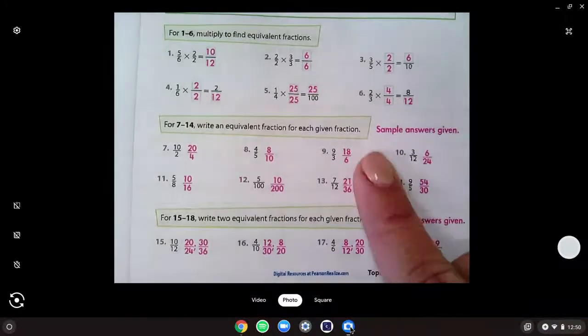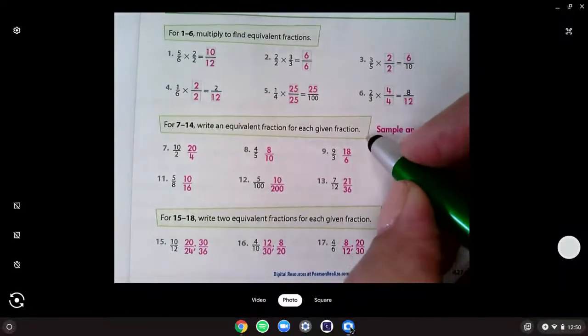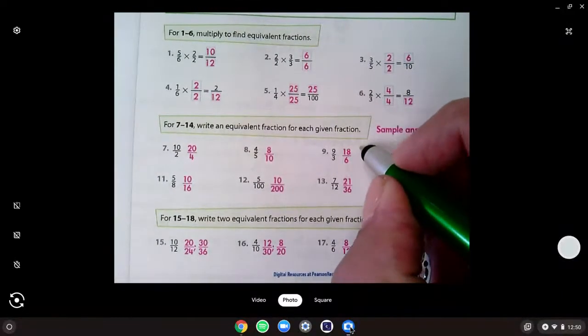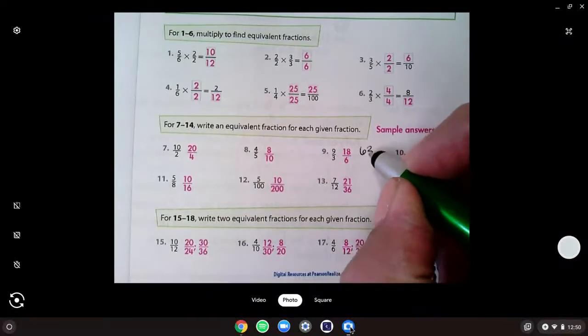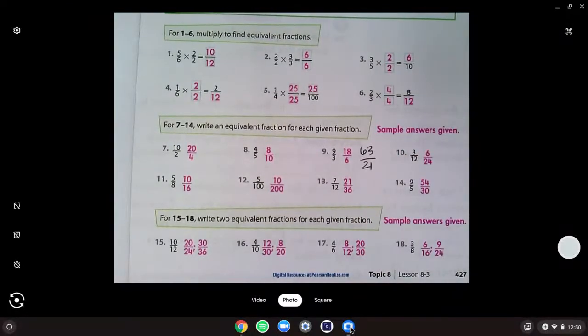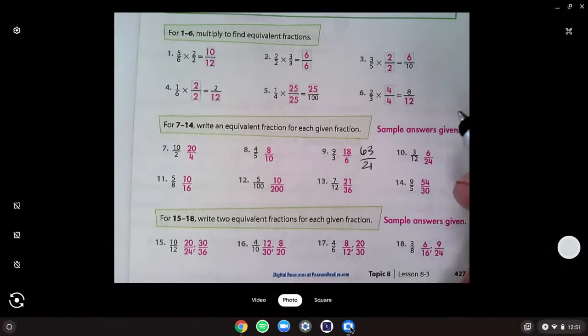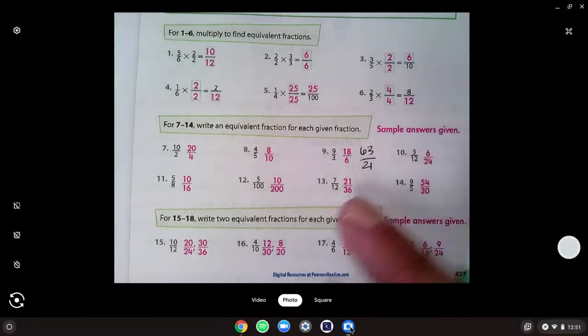Lizzie? 63/21. So you did 9 times 7, and then 7 times 3. Yep, 63/21 would work. Nathan, what was the one you said? What did you say for that one? I was doing 9. I got 27.